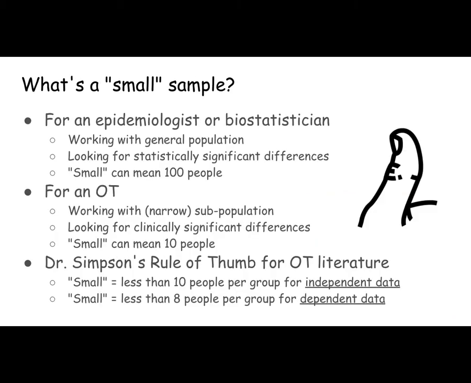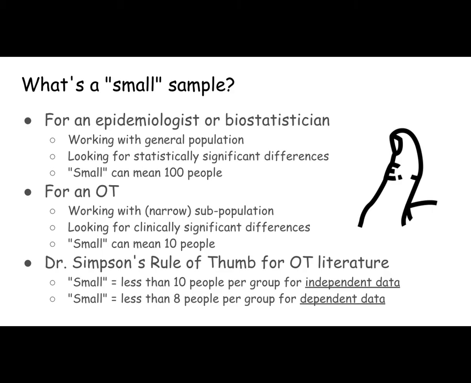There is no general agreement on what constitutes a small sample. In disciplines like epidemiology or psychology that look for tiny differences within the general population, small may mean 100 people. In OT, however, a lot of studies are focused on small populations, like people experiencing homelessness or people with cerebral palsy, that can be difficult to recruit. In these cases, a sample might not be considered small if it has 15 people in it.